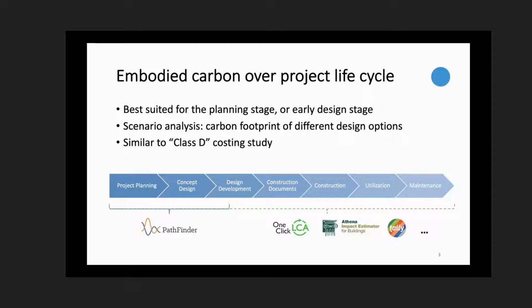So if you're at that earlier stage, you're looking at different design options, as Ivan mentioned, if you're considering between double pane or triple pane glazing, or different insulation materials, or whether you go with low carbon concrete with SCMs, or you want to stick with regular concrete mixes, then it gives you an idea on what is the contribution of each of those factors and how you can reduce your footprint.